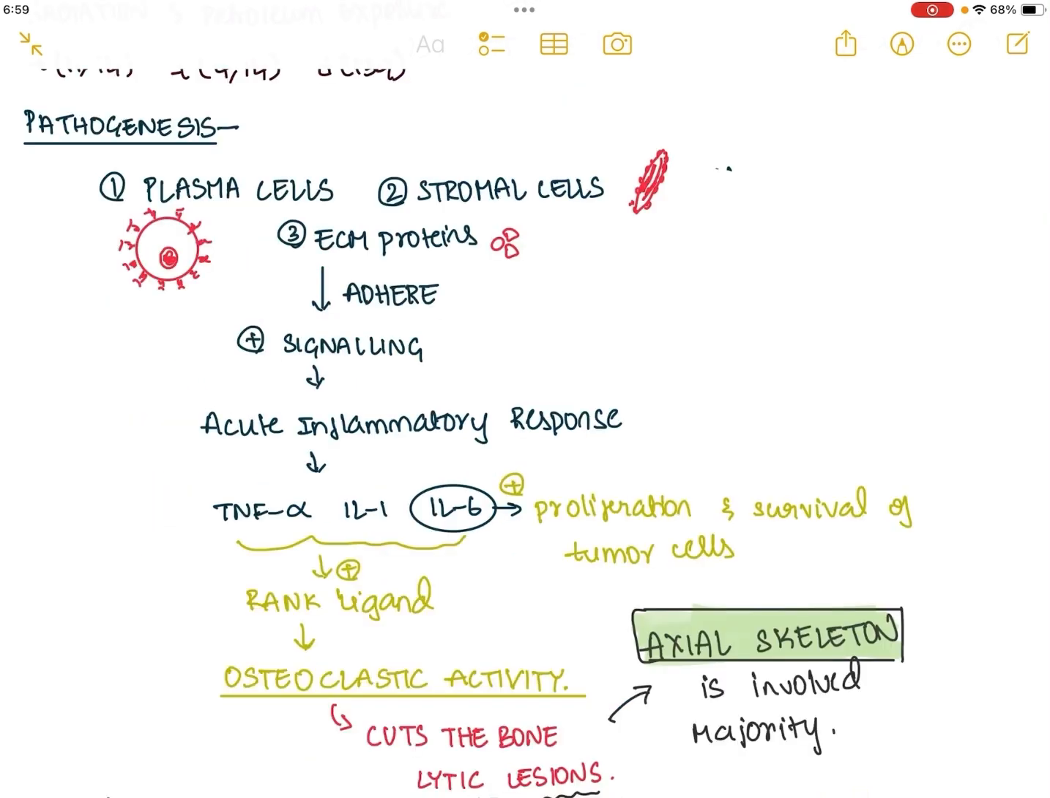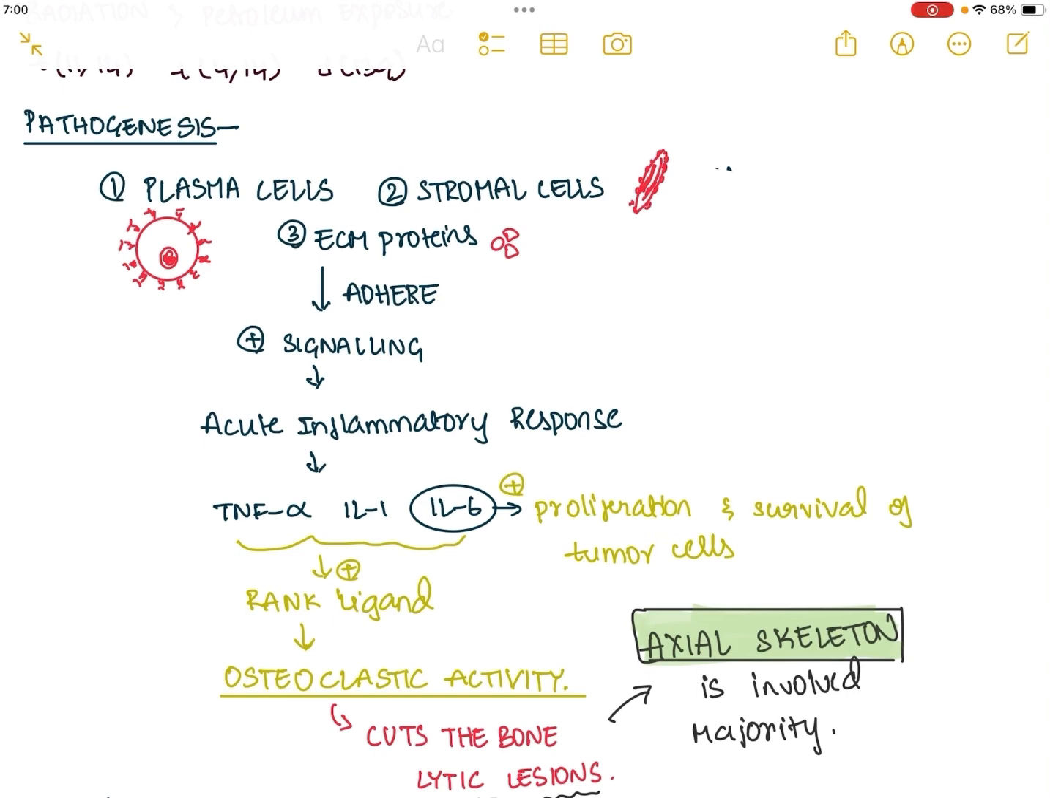Coming to the pathogenesis, what is happening here is that the plasma cell is mixing with some other things. What are the other things? One is the plasma cell. Second is the extracellular proteins. And third, it mixes with stromal cells from the bone marrow. Plasma cells along with the extracellular proteins and the stromal cells are there together, and it causes signaling of some acute inflammatory reaction.